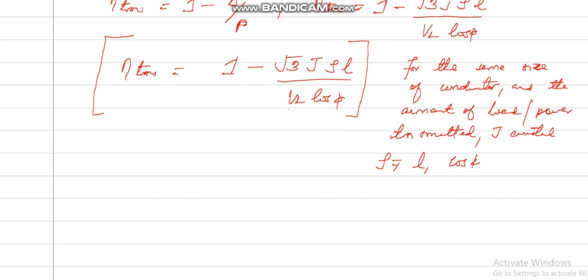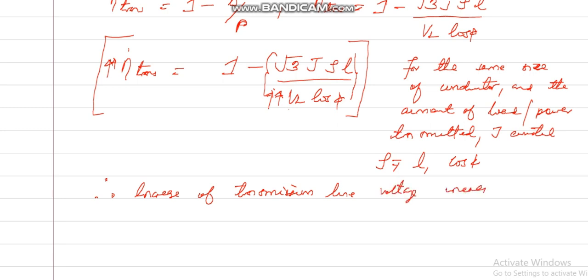So if you increase VL, what happens? The whole term will decrease. If this term decreases, obviously efficiency will increase, because you will be subtracting a small number from 1. It will be 1 minus a decreased number. So obviously the efficiency will increase. Therefore we say that increasing the transmission line voltage increases the efficiency of transmission of electric power.